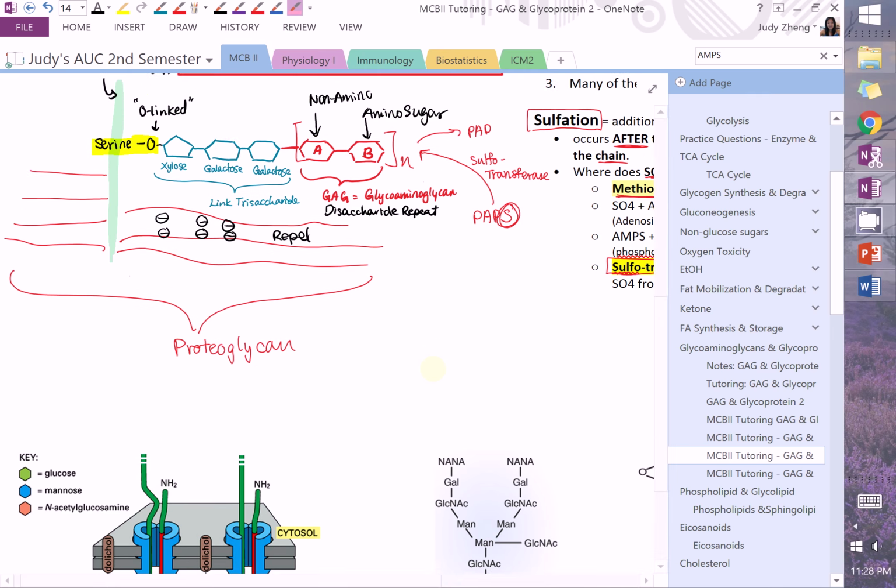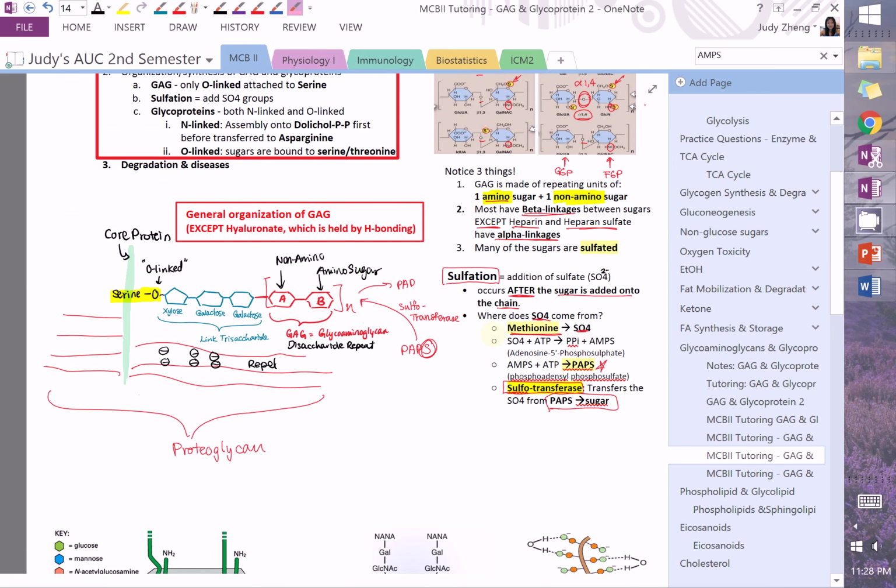Okay, so this is the GAGs, and pretty much this organization of having a serine attached to the link trisaccharide and then the string of GAGs. Pretty much all of the GAGs follow this organization. This is how they all organize onto their proteins, except the hyaluronate, or hyaluronic acid. Hyaluronic acid is held by hydrogen bonding.